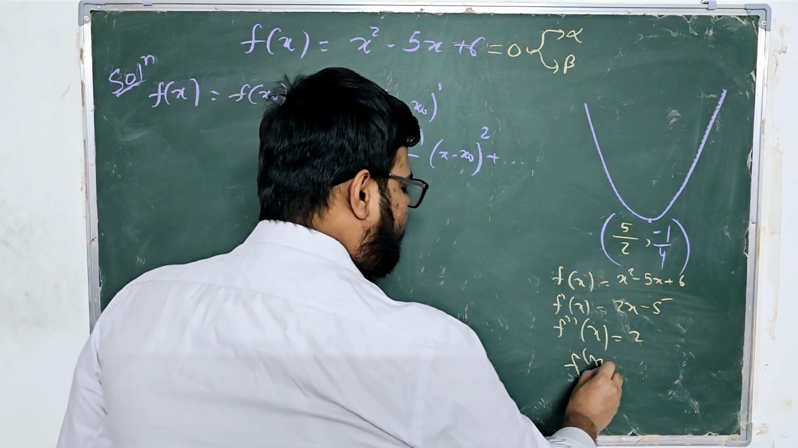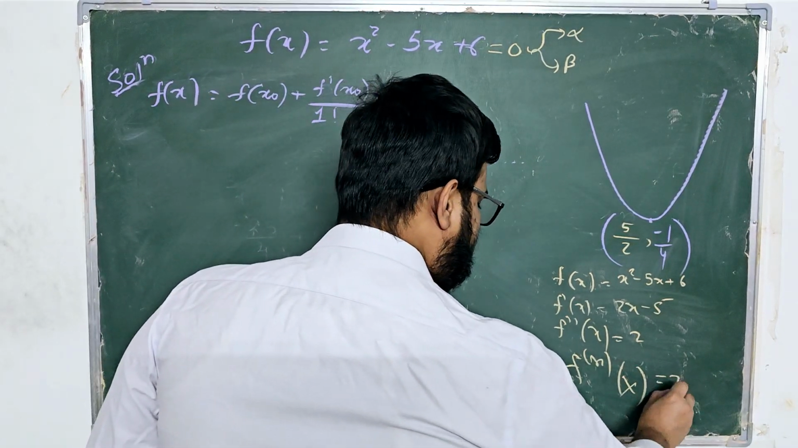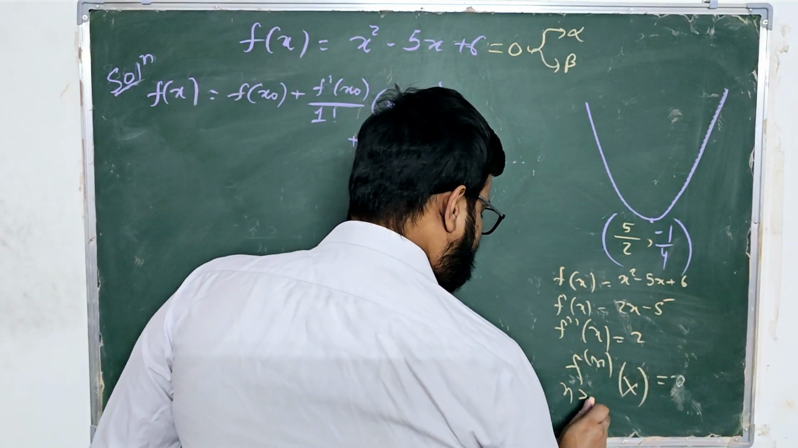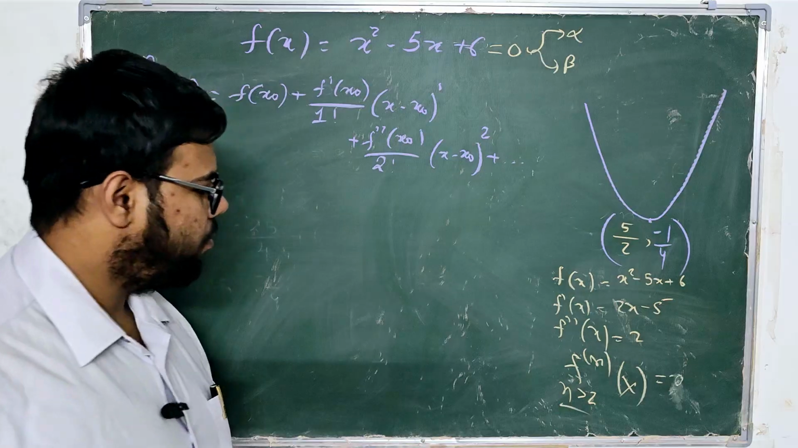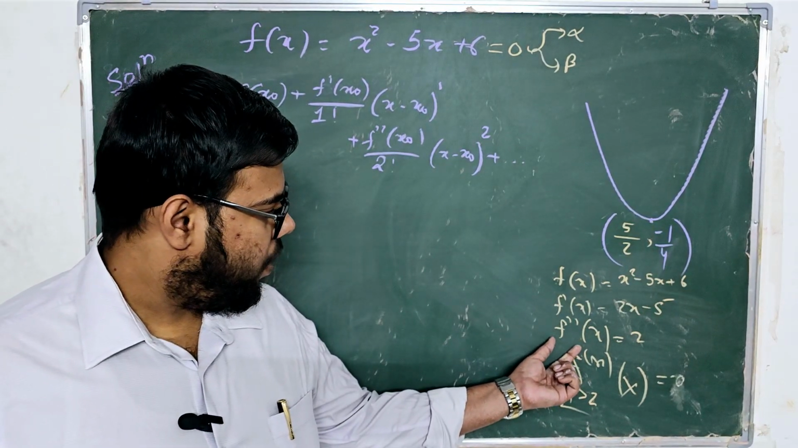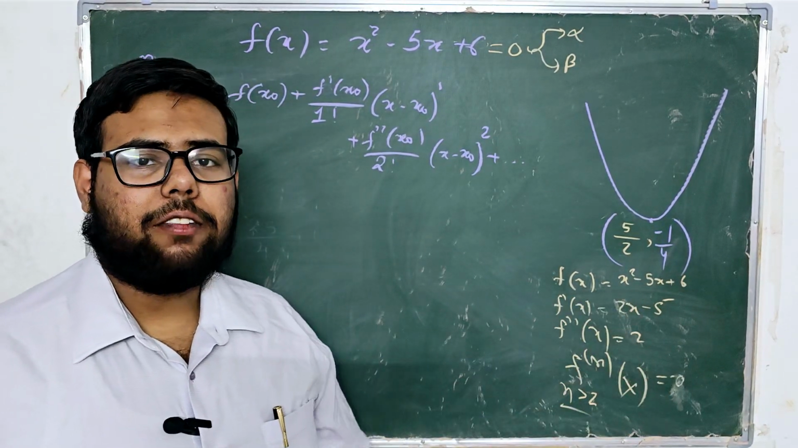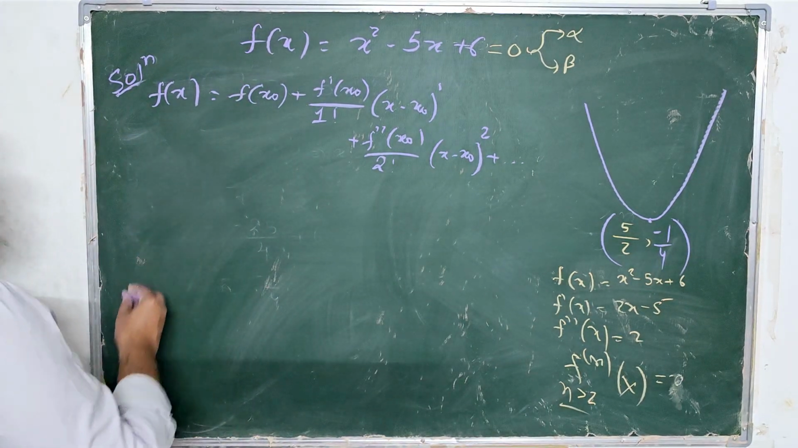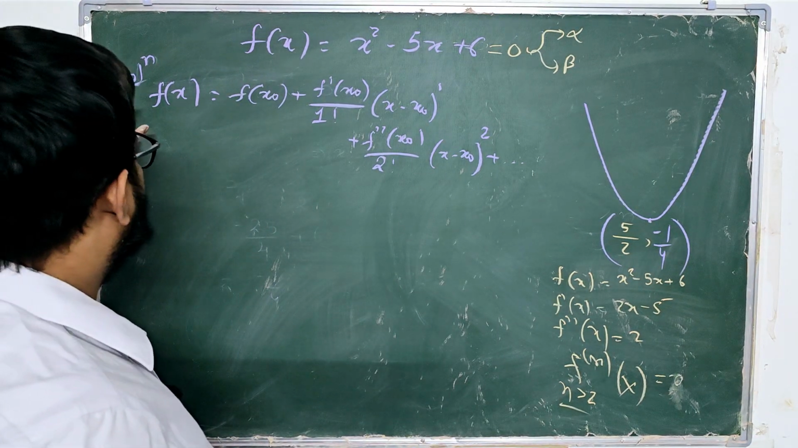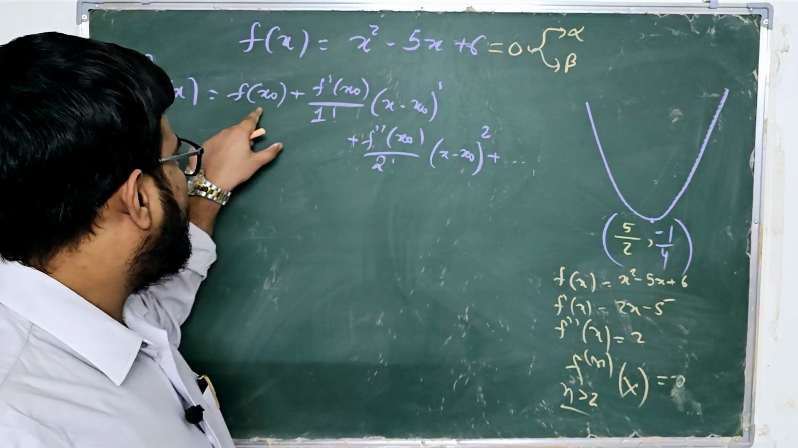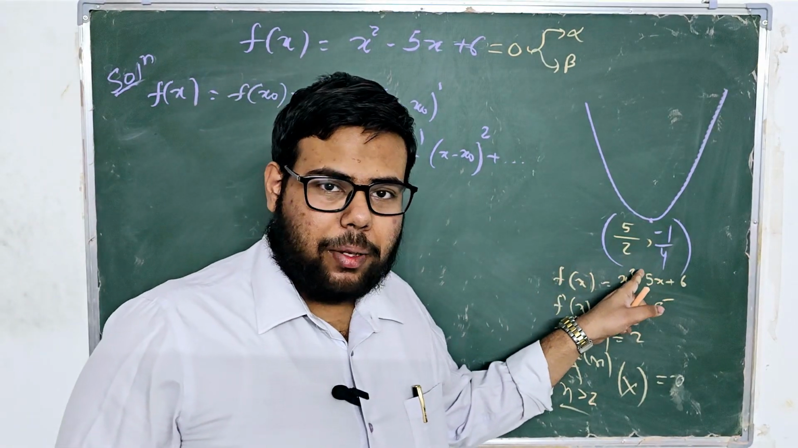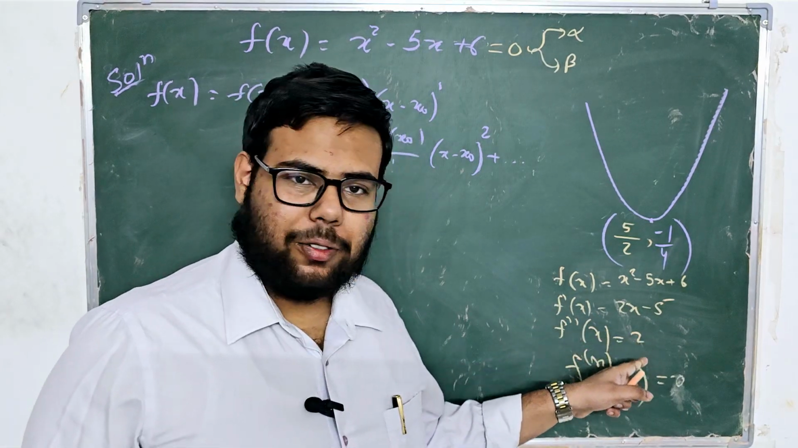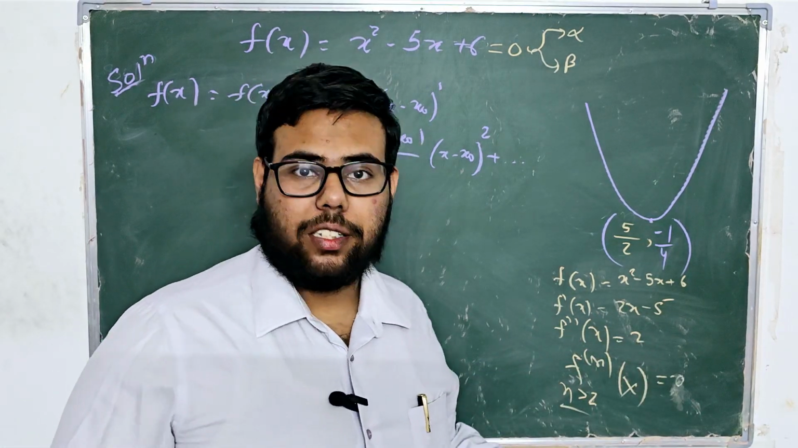So any derivative with respect to x will be equal to 0 if n is greater than 2. The second derivative is a constant, so any derivative after that will be 0. It's obvious. So let's find f(x). For x₀, let's assume it as 5/2, because in that case f'(5/2) will be equal to 0. So it will make calculation a bit easier, right?